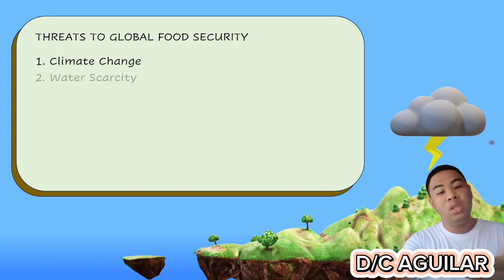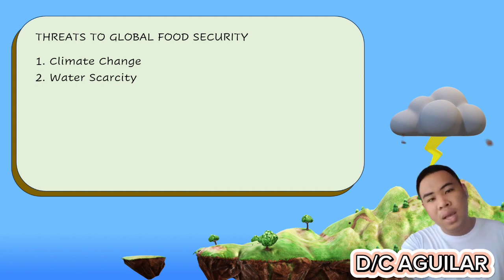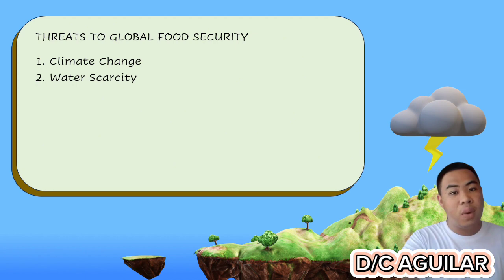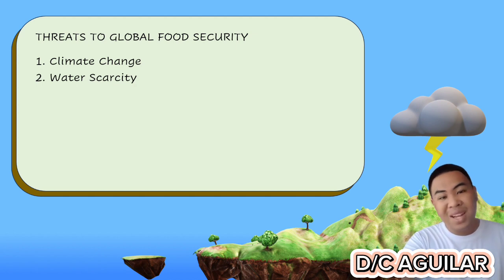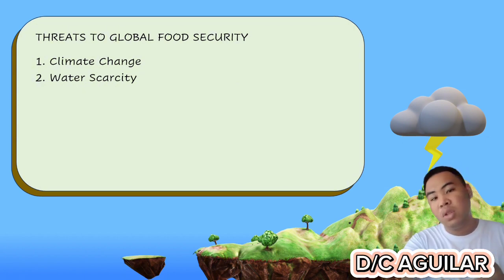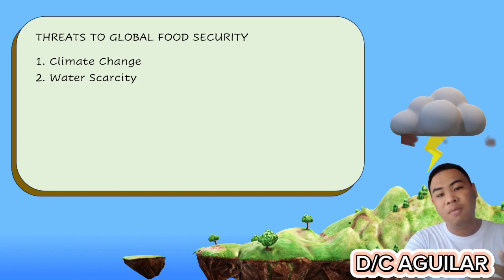Number two is water scarcity. Water scarcity is characterized by insufficient freshwater resources to meet both agricultural and human needs. The scarcity limits irrigation capabilities, subsequently affecting crop growth and livestock production. The consequences include reduced crop yields, increased competition for water resources, and heightened vulnerability to drought. Over-extraction of groundwater, inefficient water management practices, and climate variability are among the key causes of water scarcity in the context of global food security.